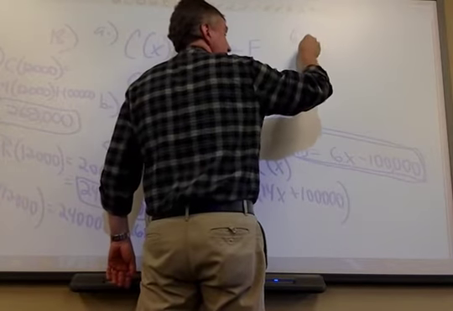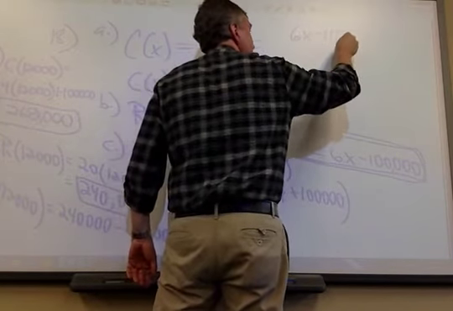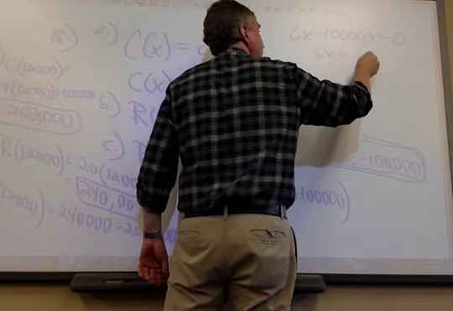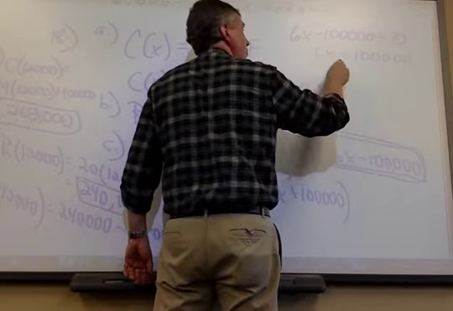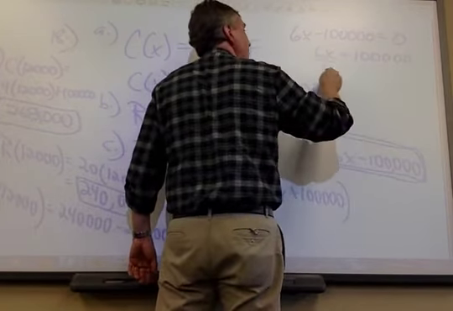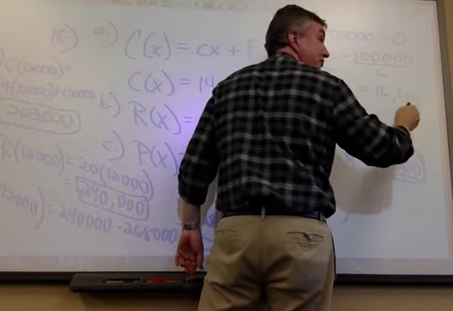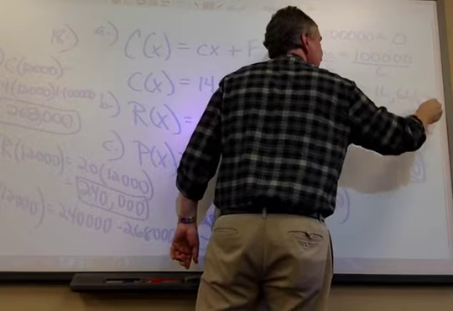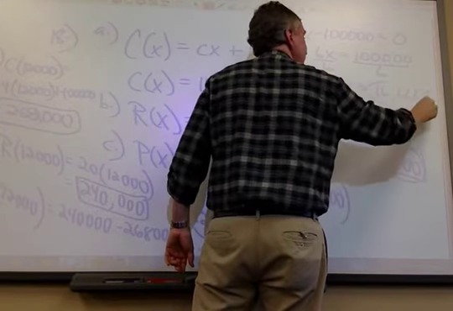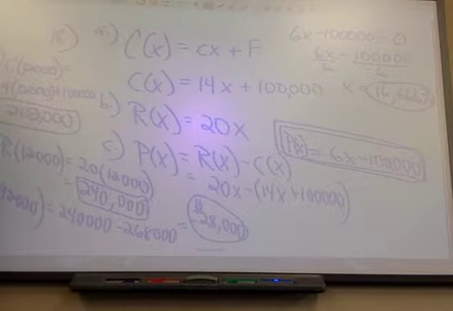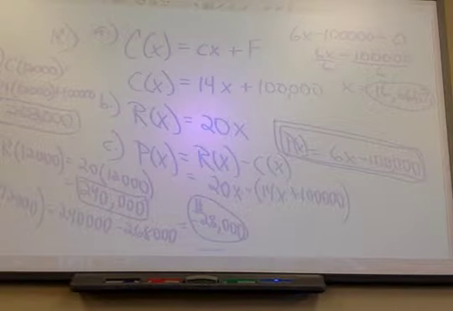If I said 6x minus 100,000 equals 0, so 6x would equal 100,000. What happens when you divide by 6? x equals 16,666 and 2/3. Okay. So that means if they sell 16,666 or 16,667 if you round it up, they would not make a profit, but they wouldn't lose money. So that would be the break-even point.